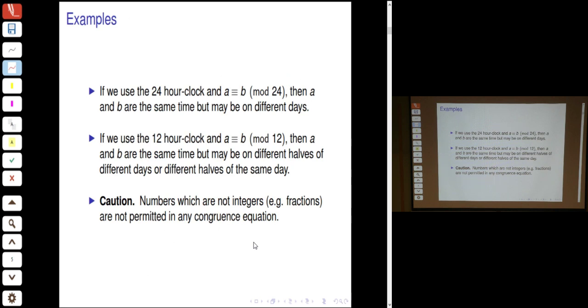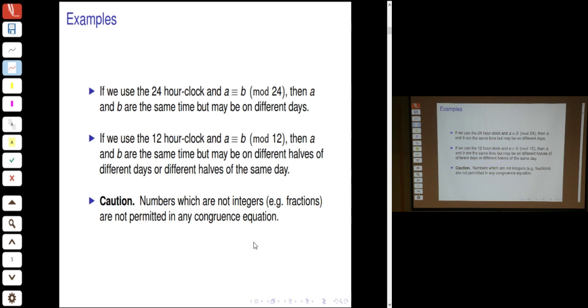So, let us see some examples. Suppose you are using the 24-hour clock, and a is congruent to b mod 24, then a and b must be the same time, but maybe on different days. So, you do not care about which day of the week it is, you are just interested in whether it is the same time, and then you just take the time mod 24.